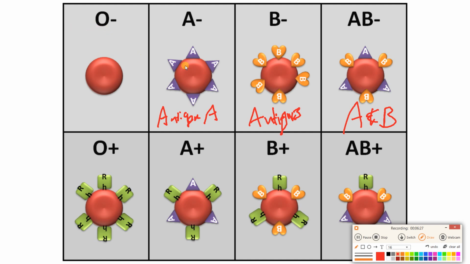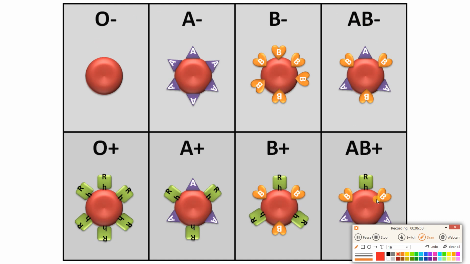O if you got neither, A if you got the A antigen but not the B, B if you got the B antigen but not the A, and AB if you got both of them. And then the symbol is determined by whether you've got the D antigen. If you got it, you get a plus. If you don't got it, you get a minus.